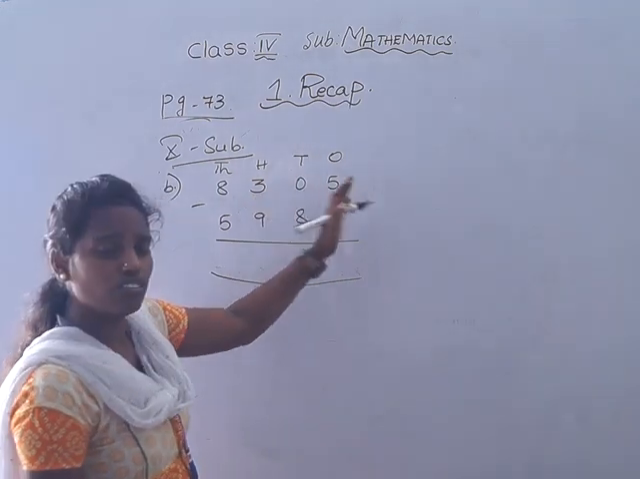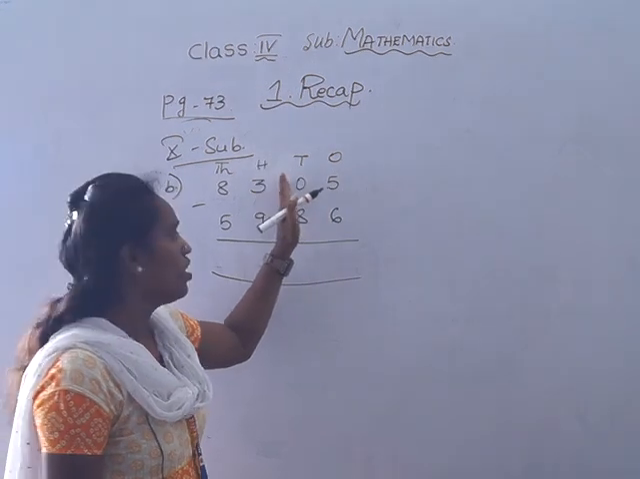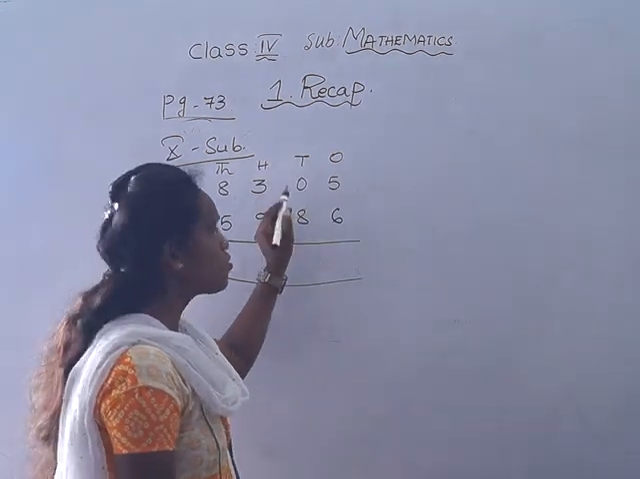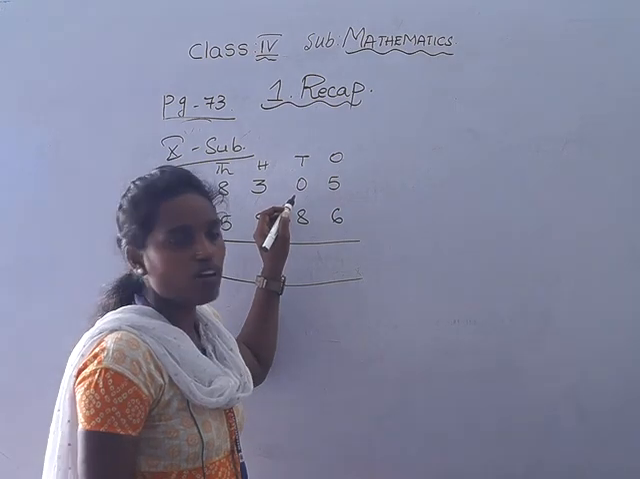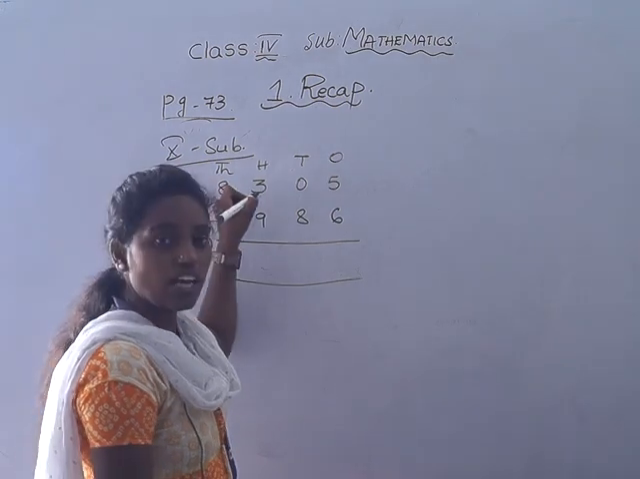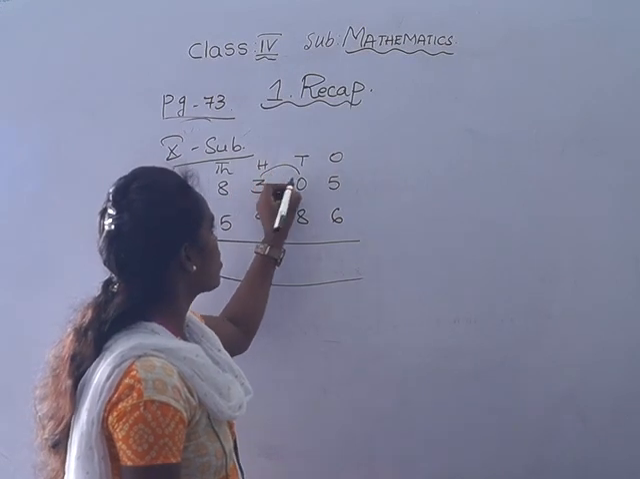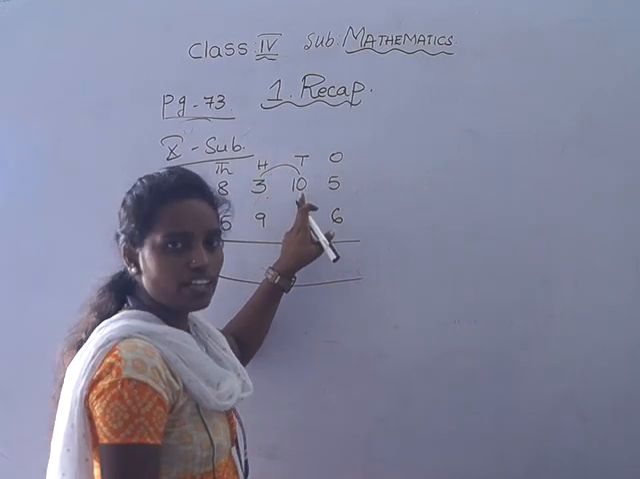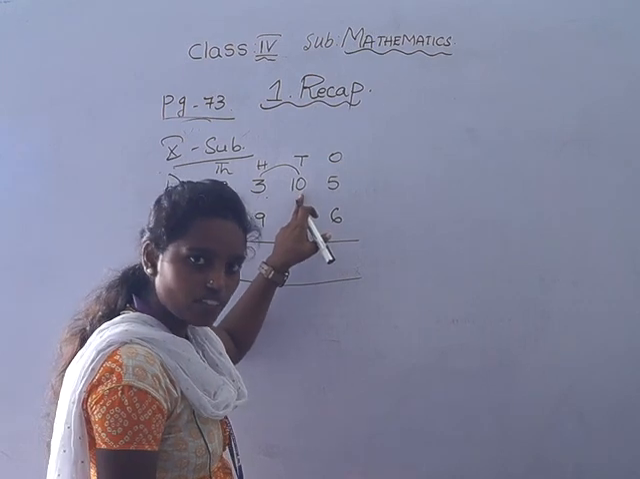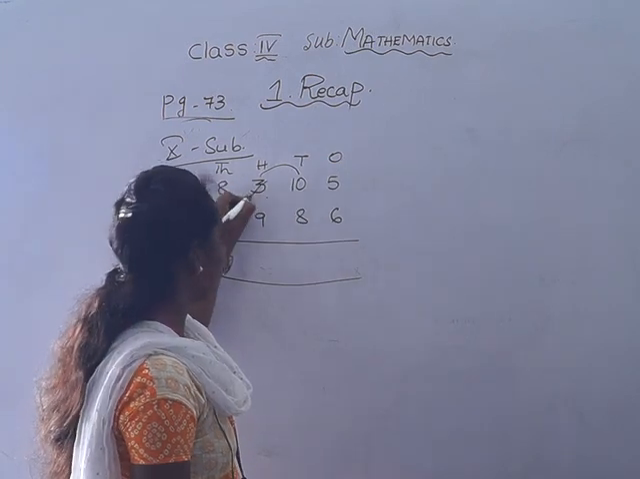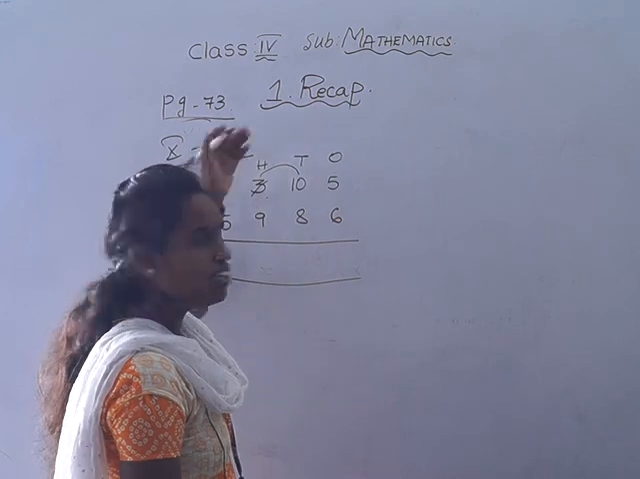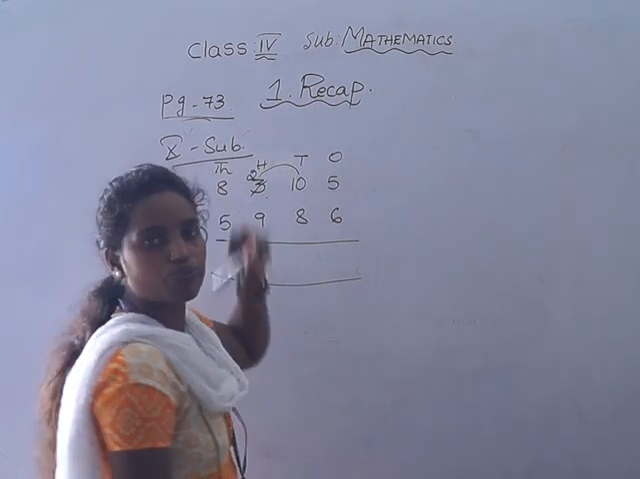So the beside place is tens. If you are seeing in tens place, it is 0. It means there is no value. So we should take from hundreds place. So we are taking one borrow from hundreds place. By adding 1 here, it will become 10. As it is giving borrowing, 3 minus 1 is 2.